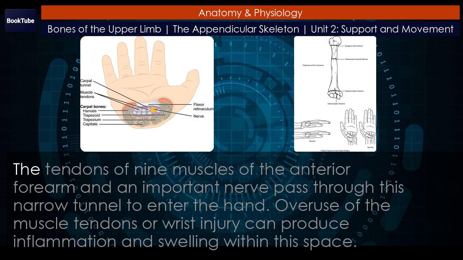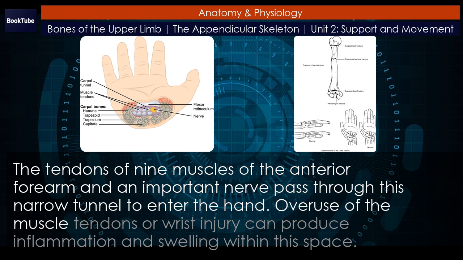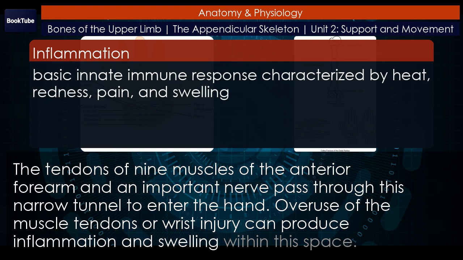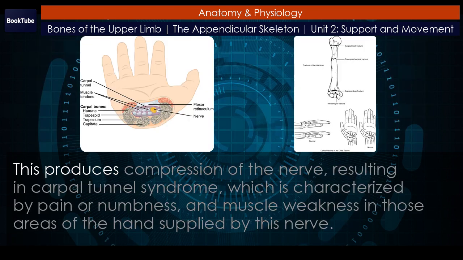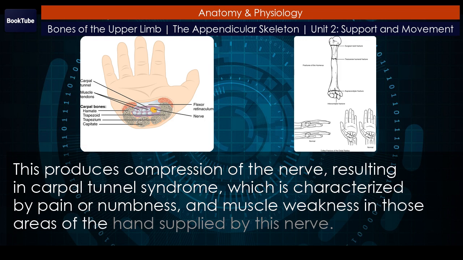Figure 5. The tendons of 9 muscles of the anterior forearm and an important nerve pass through this narrow tunnel to enter the hand. Overuse of the muscle tendons or wrist injury can produce inflammation and swelling within this space. This produces compression of the nerve, resulting in carpal tunnel syndrome, which is characterized by pain or numbness, and muscle weakness in those areas of the hand supplied by this nerve.